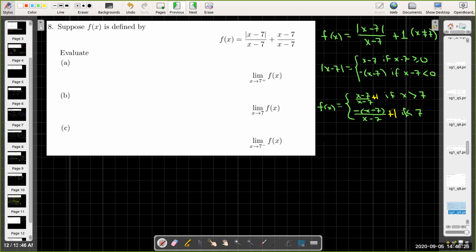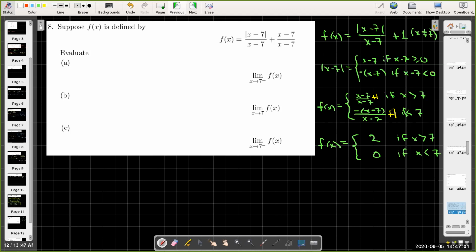Well, that simplifies even further. I get this very simple piecewise defined function. When x is greater than 7, I'm going to have 1 plus 1. I'll have 2. f of x equals 2 if x is to the right of 7. And then here I'll have negative 1 plus 1, 0, if x is to the left of 7, less than 7.